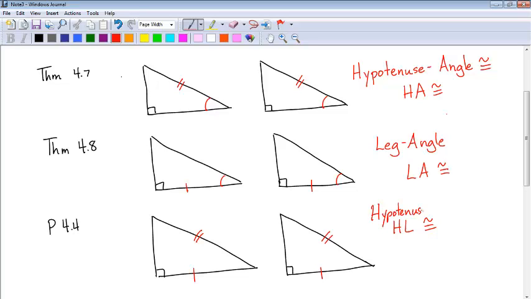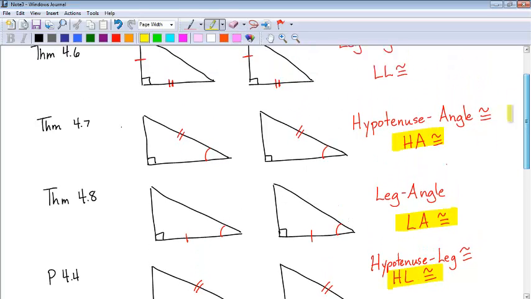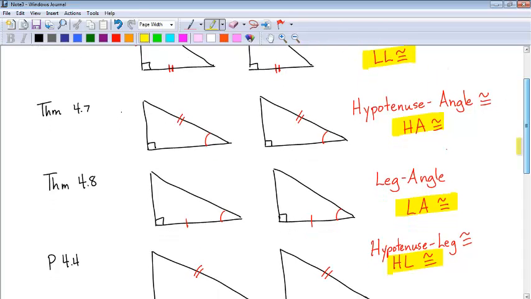So now when you're doing problems and doing proofs, you have 4 that deal with right triangles. If you can get the 2 legs congruent, if you can get the hypotenuse and an angle, the leg and an angle, or the hypotenuse and a leg. Okay, that's it. Finish up those proofs.